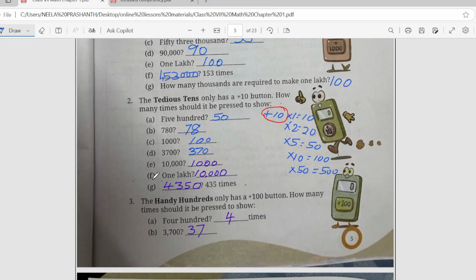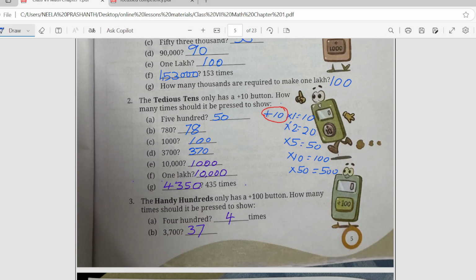The next question, the tedious tens. In a similar way, we have another question which has only the number 10 as a button. Now pressing the same button several times, how are we going to get different numbers? So question A, 500. Let us see here.